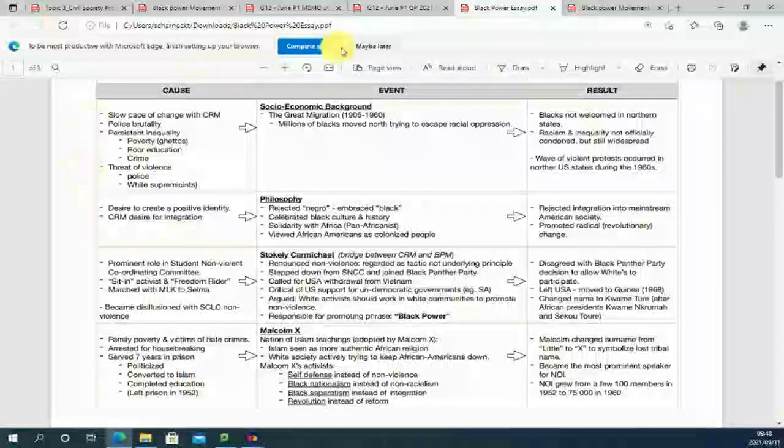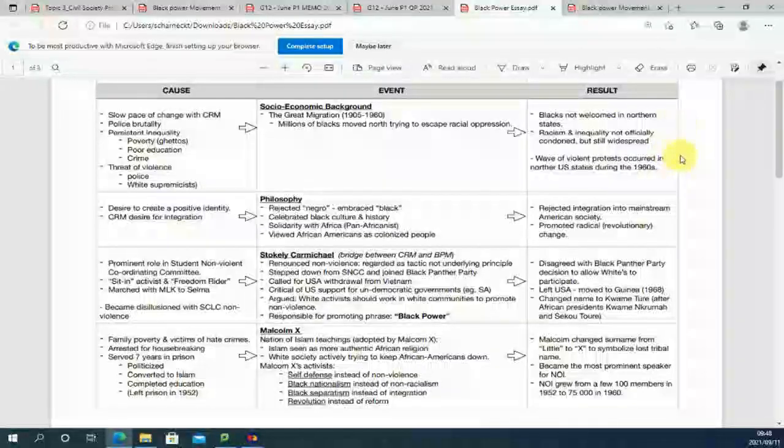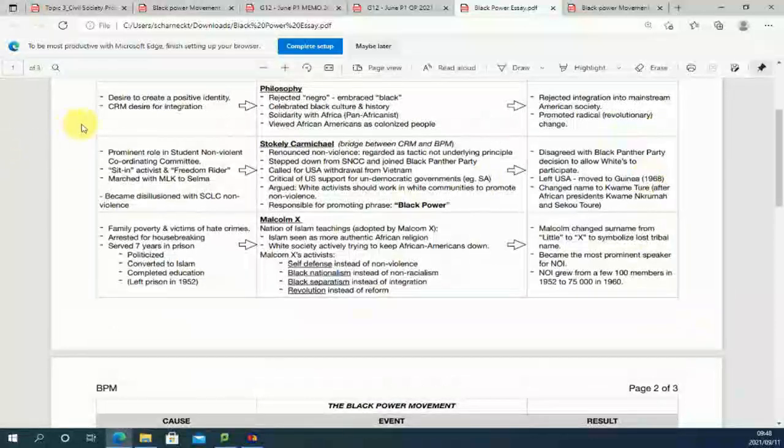This then leads to the event, which is that migration, with millions of people moving to the northern states to escape racial oppression and segregation in the southern states. And it results in black people not being welcomed in the northern states. Racism and inequality, not officially condoned, but still very widespread, cause a wave of violent protests that occurred in the northern US states during the 1960s. Okay? We then look at the cause.